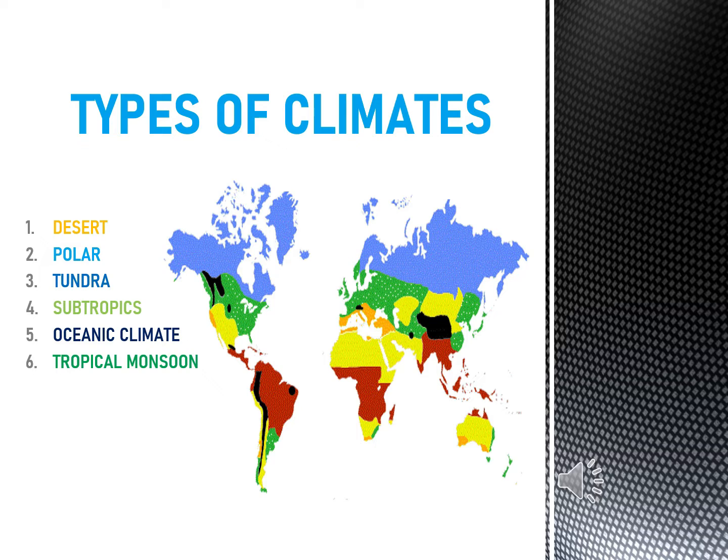Types of climate. Number 1, desert. Number 2, polar. Number 3, tundra. Number 4, subtropics. Number 5, oceanic climate. And number 6, tropical monsoon.